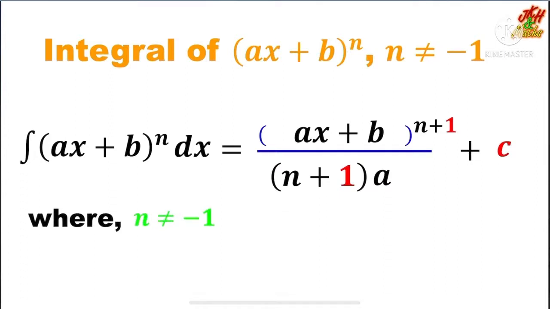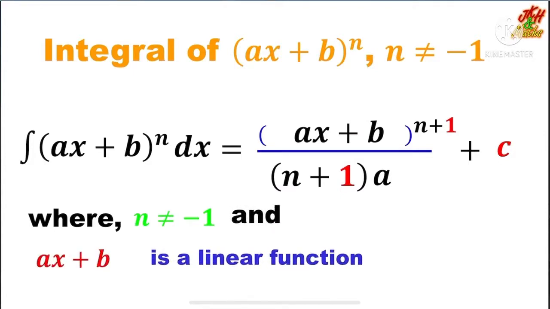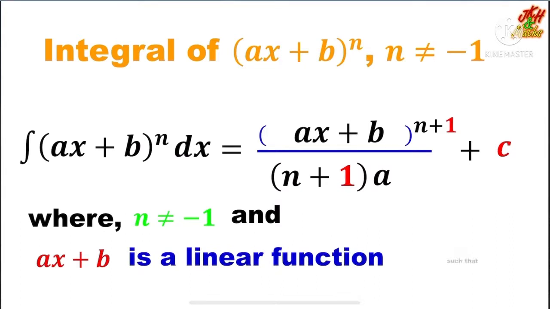where n is not equal to -1. Why? When n is equal to -1, the expression n plus 1 will equal 0. When this value is equal to 0, the result on the right hand side becomes undefined. And ax plus b is a linear function. Then we can apply this rule such that a is not equal to 0. Why? When a is equal to 0, then this is not a linear function anymore.